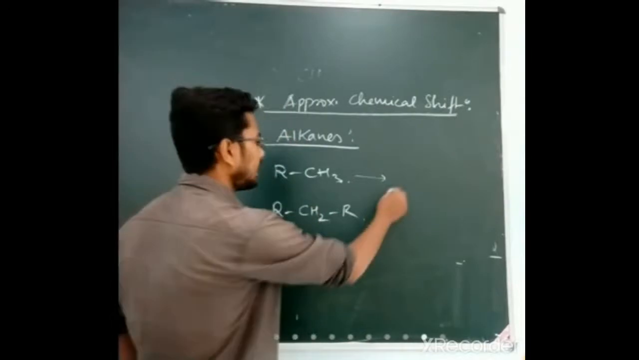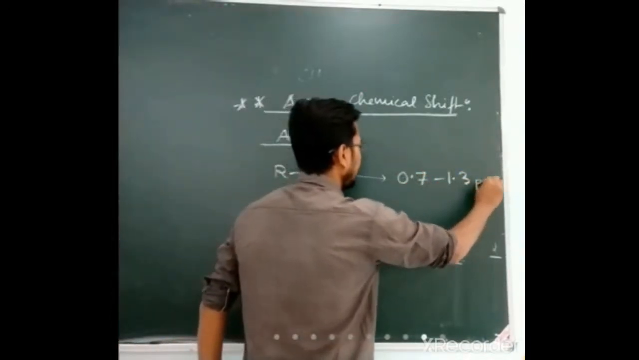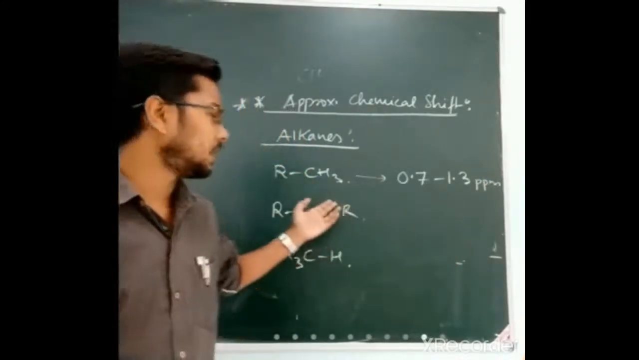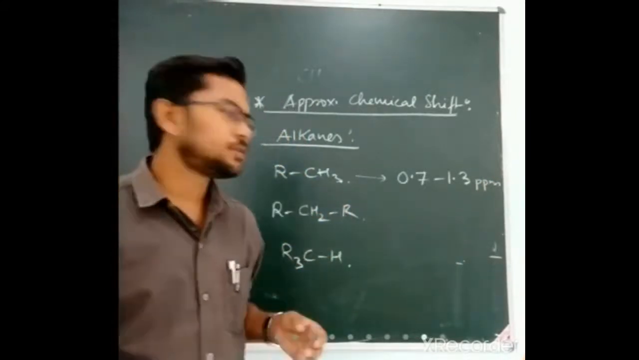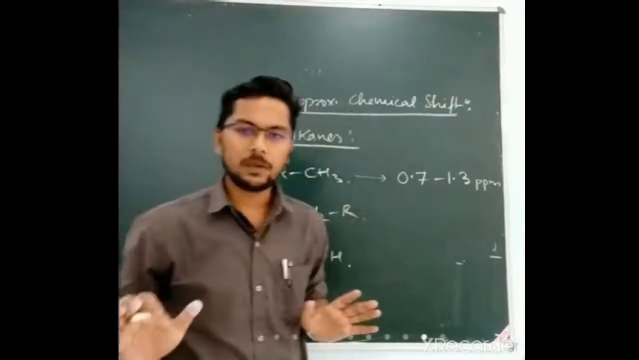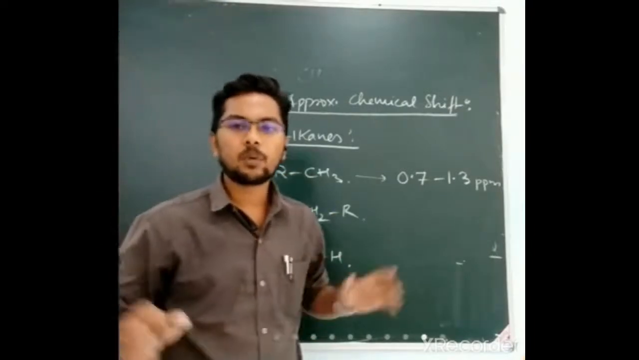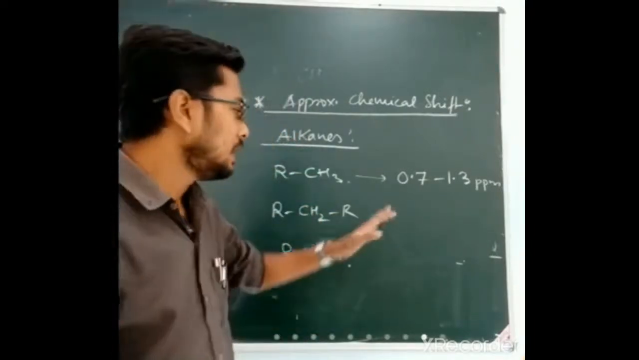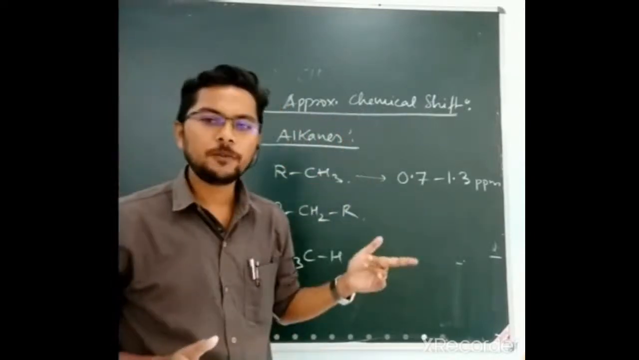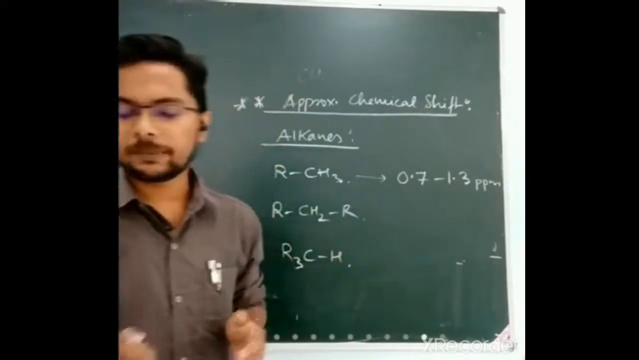Suppose here it is 0.7 to 1.3 ppm, and somebody asks you what is the range of your methyl protons here, and if you say it will come somewhere around 0.9 or 1, it is all acceptable. But if you say that this will come in 2, that is not acceptable, or 1.9, that is not acceptable. So your approximate value, that's why it is approximate chemical shift value, it should be somewhere in this range. So this range you should remember.